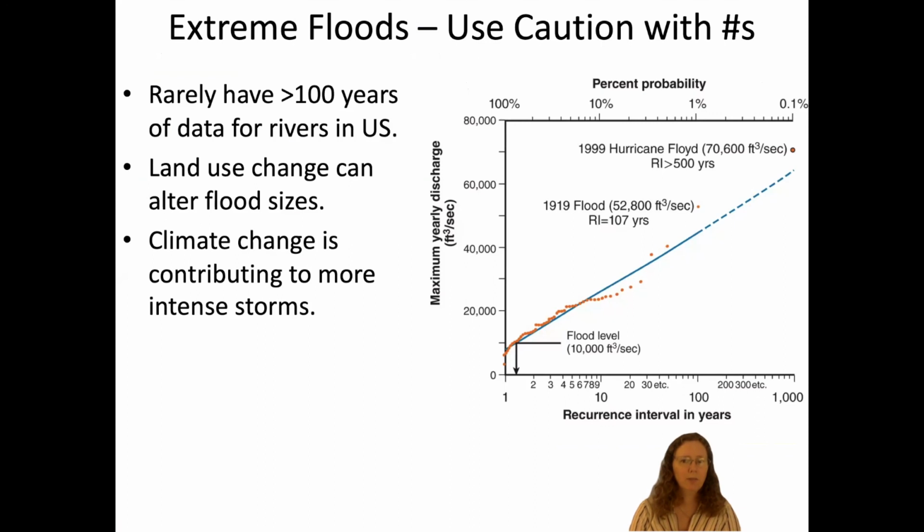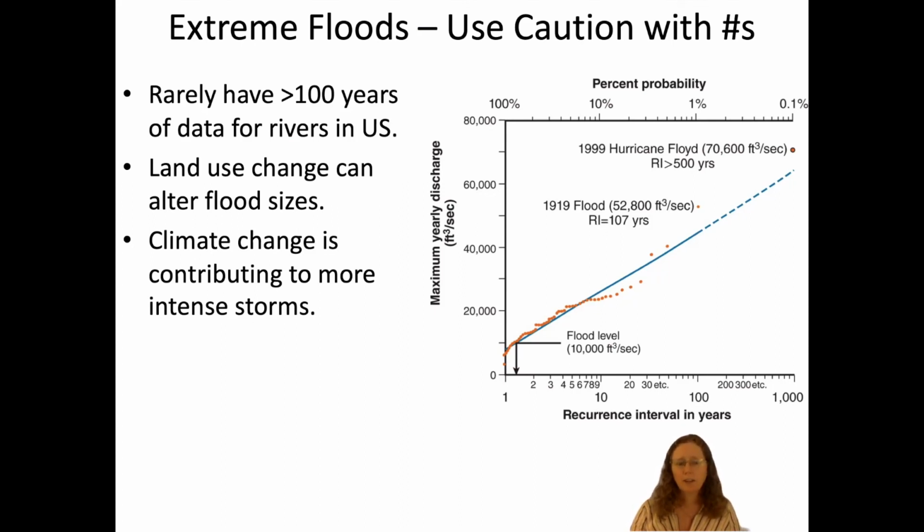When an extreme flood happens somewhere, you will hear lots of news reports talking about it being a 500-year flood or even a 1,000-year flood. But I want you to use caution with those numbers. We rarely have more than 100 years of data for rivers in the US, so when we're talking about events with recurrence intervals longer than that, or probability lower than that, we're talking beyond the data we have. Take extreme numbers as approximations of risk, not absolutes.